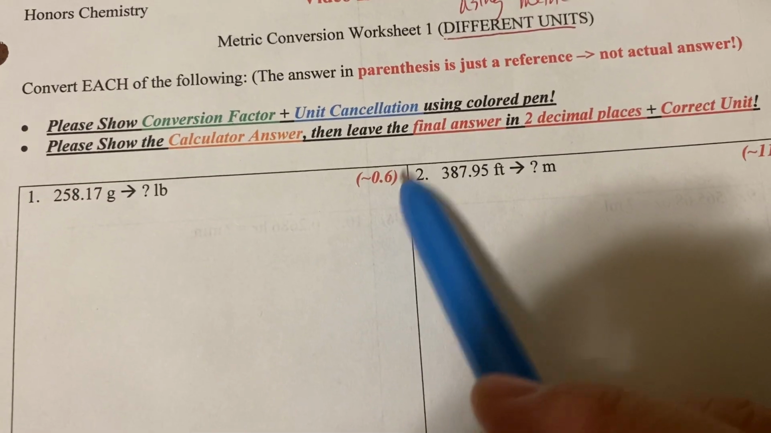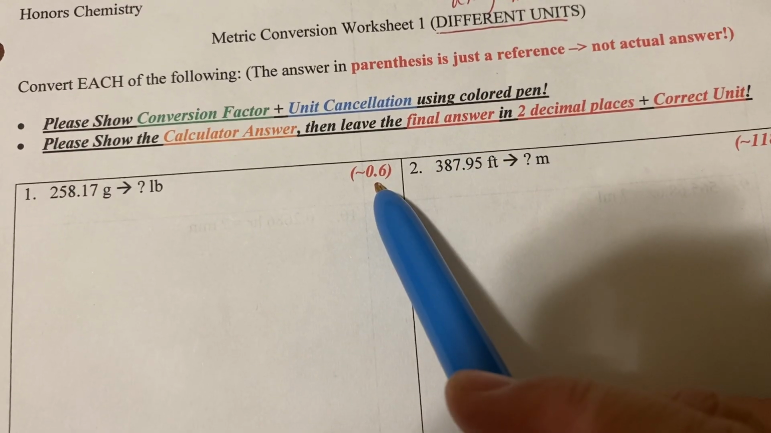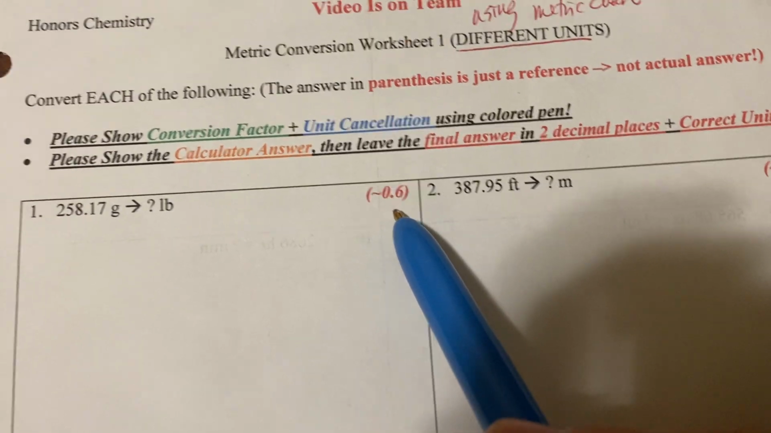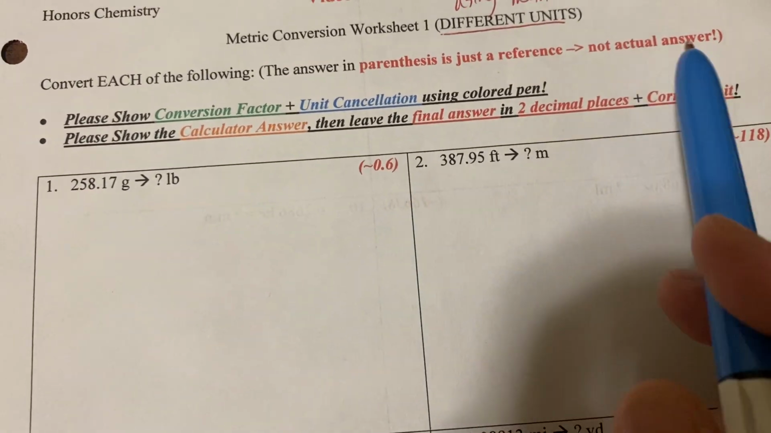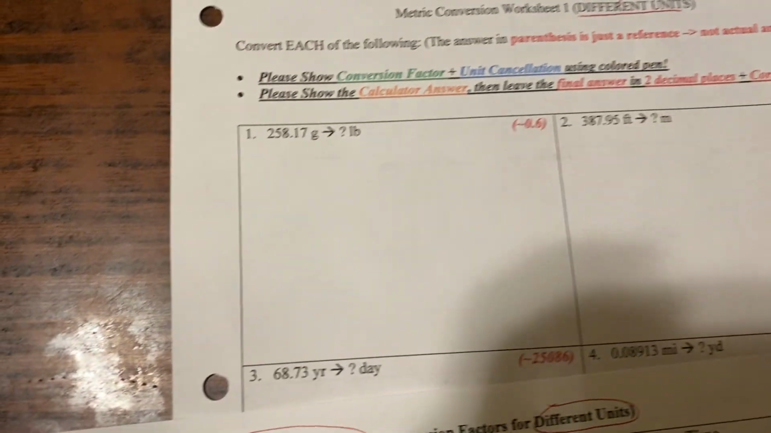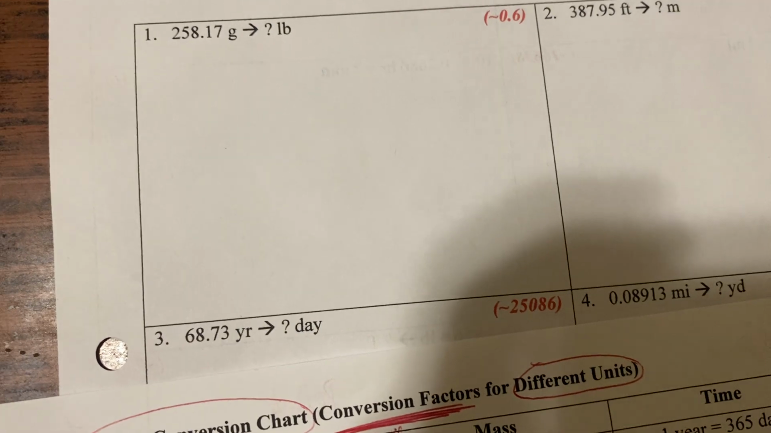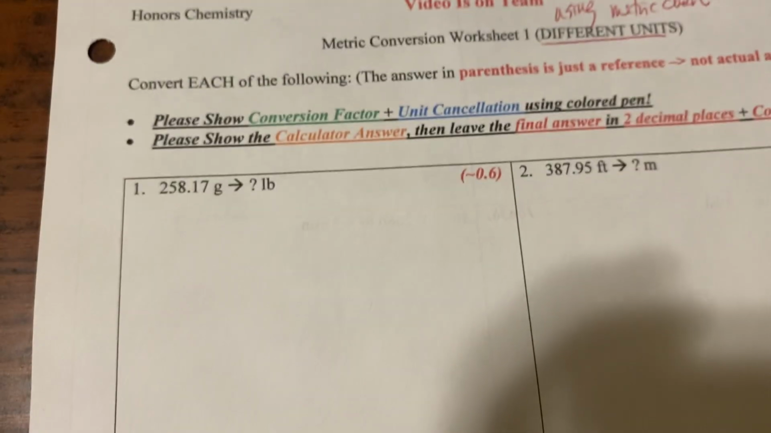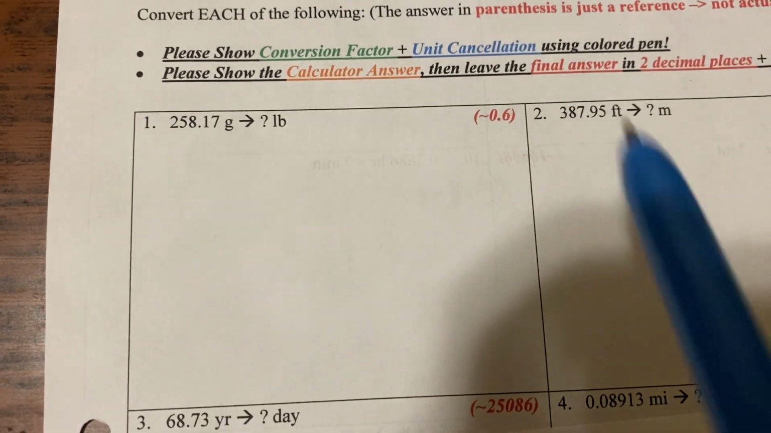I show you the answer in the parentheses as a reference, but I don't want you to just copy it, because it is only a reference. My actual answer should be in 2 decimal places. Okay, so let's do question 1. You use pencil, okay? I was given 258.17 grams, and I'm going to pounds.